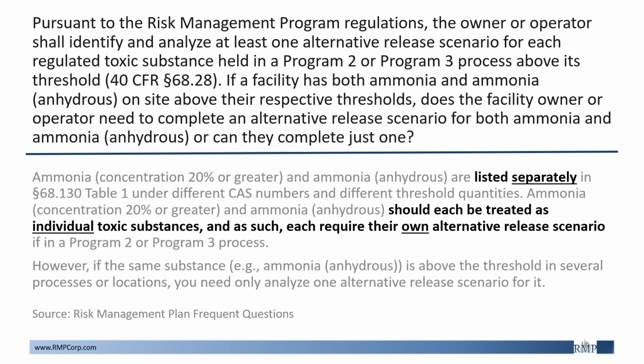Ammonia with concentration that is 20% or greater and anhydrous ammonia are listed separately under Section 68.130, Table 1, under different CAS numbers and different threshold quantities. Ammonia that is at 20% concentration or greater and anhydrous ammonia should each be treated as individual toxic substances, and as such, each will require their own alternative release scenario if in a Program 2 or Program 3 process. Nevertheless, if the same substance, such as anhydrous ammonia, is above the threshold in several processes or locations, you need only analyze one alternative release scenario for it.